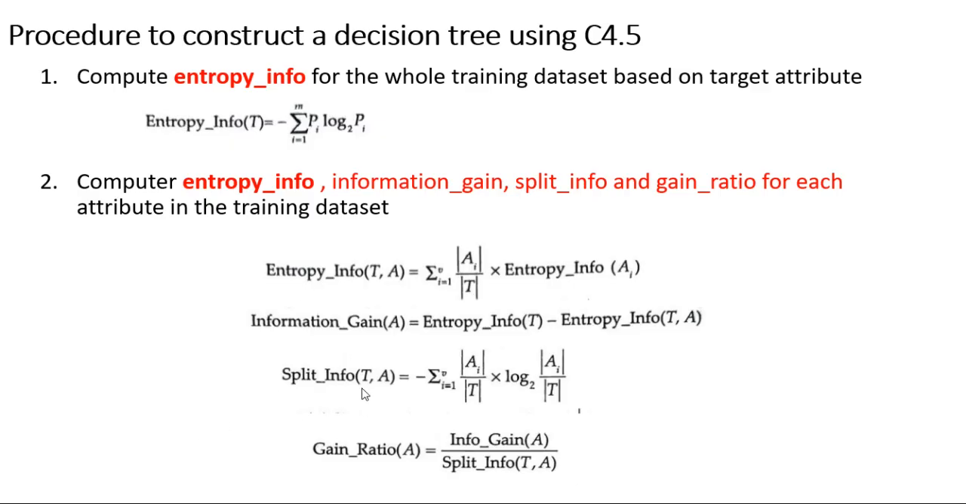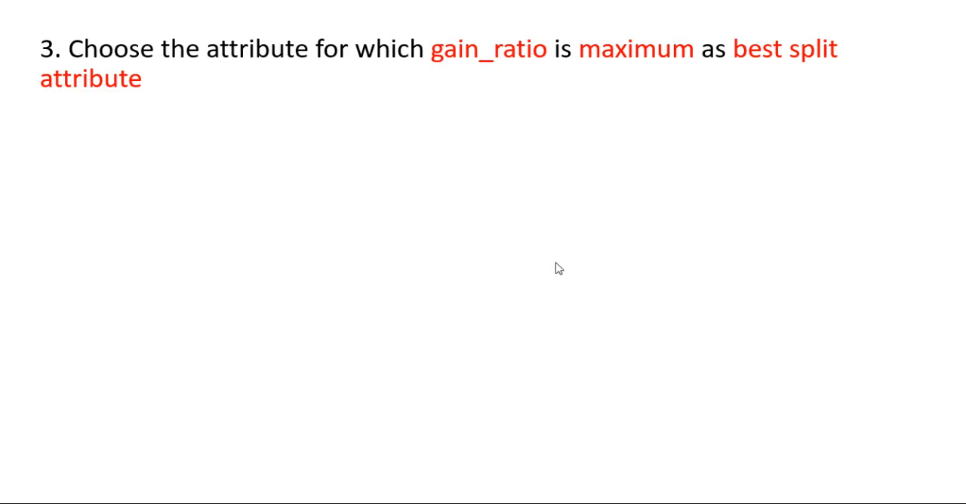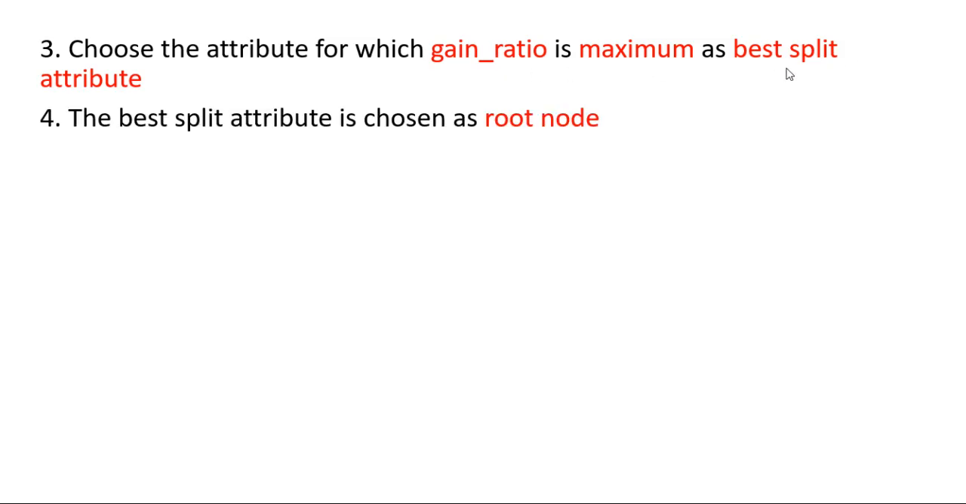So after we find these three, next you can find the gain ratio, which is nothing but the ratio of information gain divided by the split info. Once you find the gain ratio, you make a list of the gain ratios of all the attributes. Whichever attribute demonstrates the maximum gain ratio would be taken as the best split attribute. That best split attribute would be chosen as the root node for your decision tree.